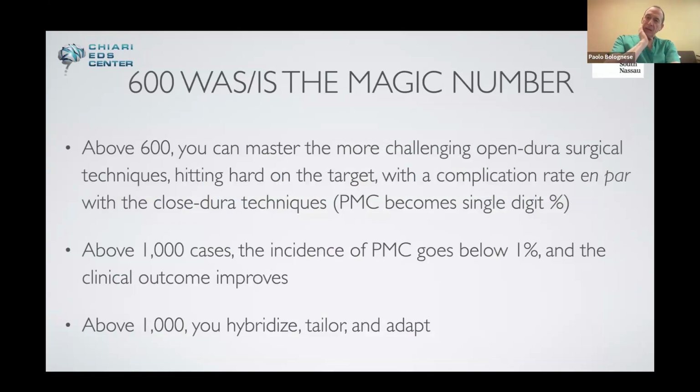So, putting a line in the sand, 600 was the magic number. Above 600, the incidence of complications was actually going down, on par with a technique in which you do not open the dura, and you were having the luxury of both. You were having the luxury of better outcomes, hitting the target harder, and a complication rate like you were never opening the dura. Best of both worlds. Above 1,000 cases, the complication rate was going down by another factor of 10.